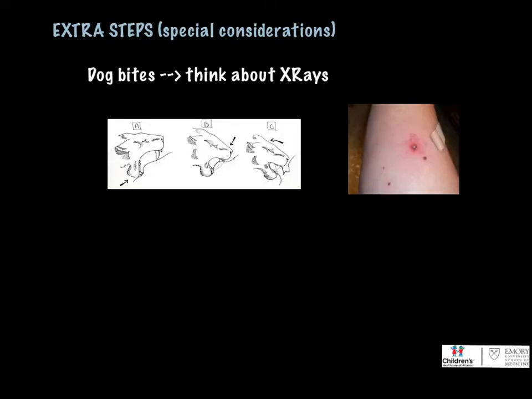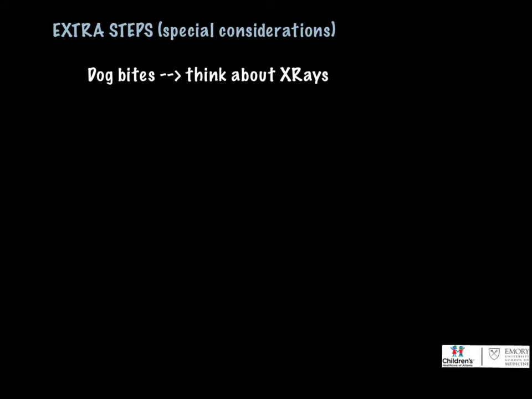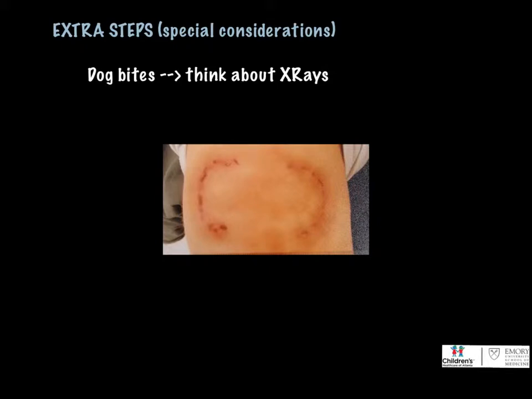Cats, on the other hand, tend to give puncture wounds rather than large lacerations. Humans are similar. Here is what a human bite looks like.